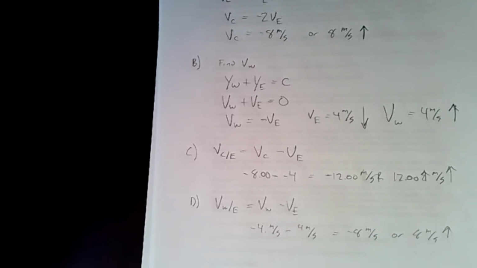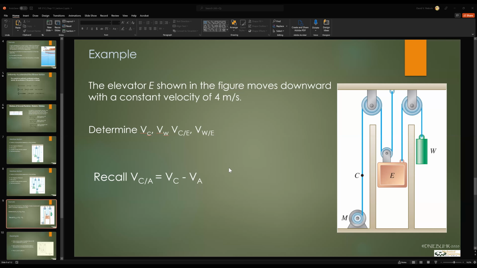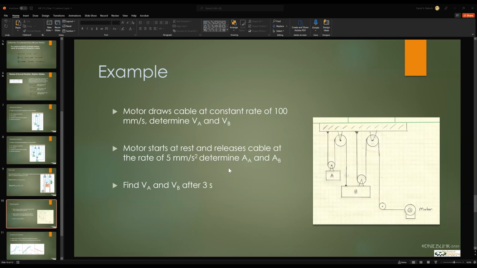But all right, let's go back to this. Let's do another example. Here we have an example I've drawn out. You have a motor and it draws the cable in at a rate of 100 millimeters per second. When we say drawing it in, we first want to draw what that looks like. I'll show you that in a second. And then this is what the problem says: we want to determine the velocity of A and the velocity of B.